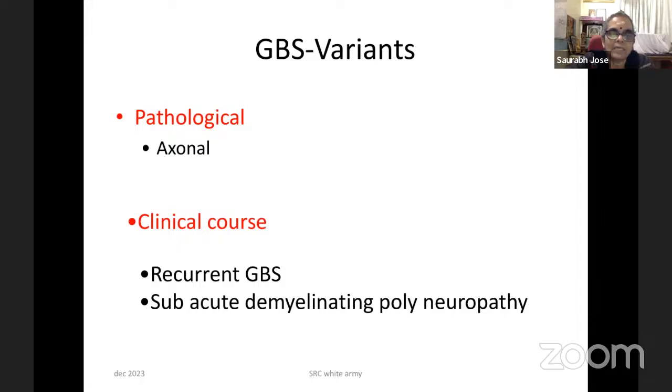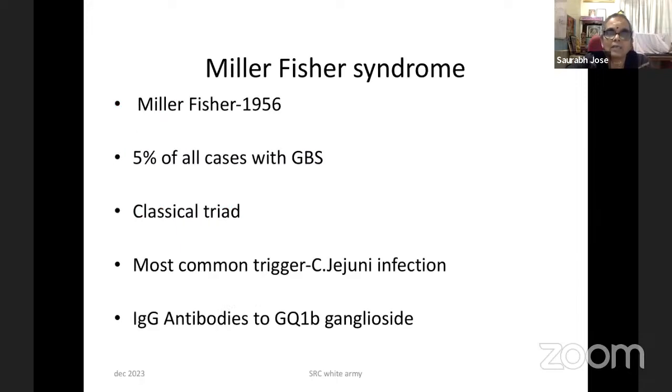And based on the clinical course, if it is recurring, we call it recurrent GBS. And if it is progressing beyond 8 weeks, you call it subacute demyelinating polyneuropathy. In the acute phase, it will resemble AIDP, but it continues to progress beyond the acute period of 4 to 8 weeks, then you call it a subacute demyelinating polyneuropathy. So based on the clinical course, it may be labeled as recurrent GBS or subacute demyelinating polyneuropathy. So based on various parameters, we have got various characterizations.